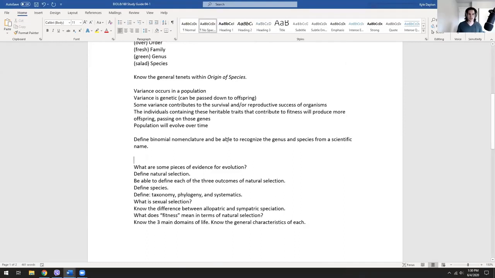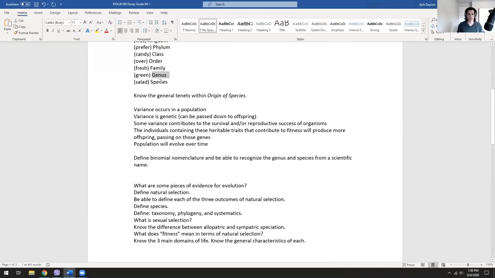Define binomial nomenclature and be able to recognize genus and species from specific names. So genus is going to be listed first. Species is going to be listed second. The species is going to be lowercase. They're both going to be italicized. So Homo sapiens: our species is sapiens, and our genus is Homo.